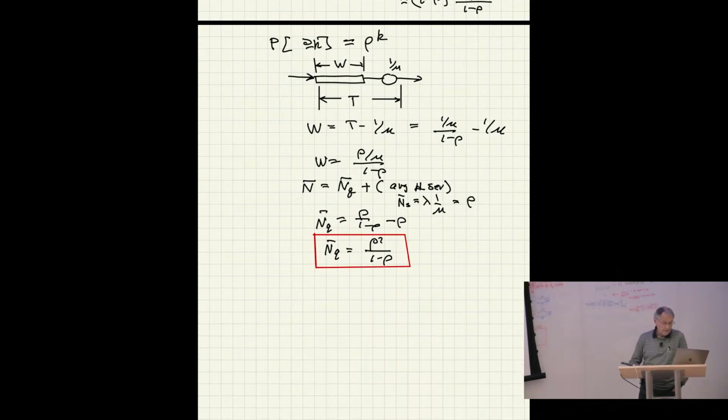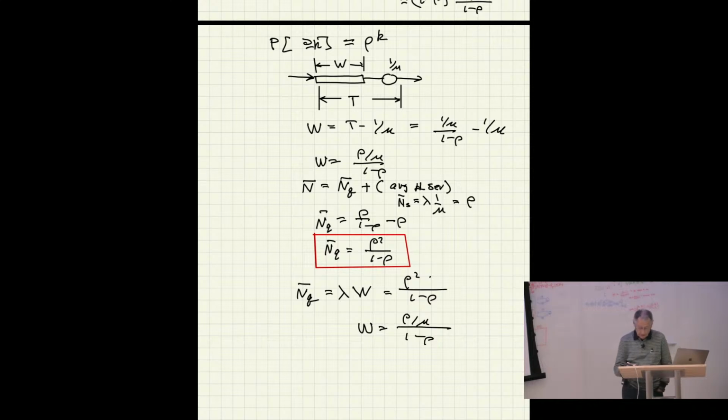Now, if I know the average number in Q, let's use Little's result here again. Let's just play around with this. Let's say that the average number in Q, from Little's result, is the arrival rate times the average time in Q, which I denoted as W. But I know that's equal to rho squared over 1 minus rho. We just found that. So W is equal to rho squared over lambda, which is rho over mu over 1 minus rho, which we found right up there. So it's all consistent, one would hope.